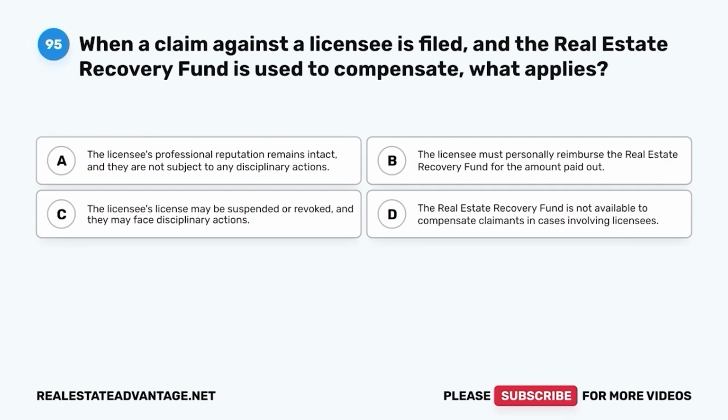Question 95. When a claim against a licensee is filed and the Real Estate Recovery Fund is used to compensate, what applies? A. The licensee's professional reputation remains intact, and they are not subject to any disciplinary actions. B. The licensee must personally reimburse the Real Estate Recovery Fund for the amount paid out. C. The licensee's license may be suspended or revoked, and they may face disciplinary actions. D. The Real Estate Recovery Fund is not available to compensate claimants in cases involving licensees.